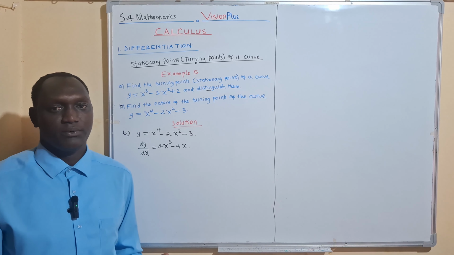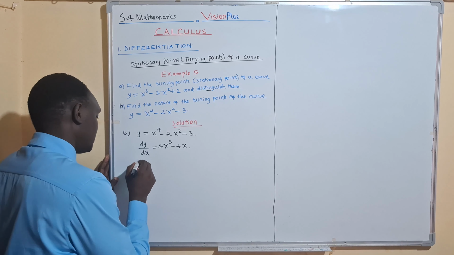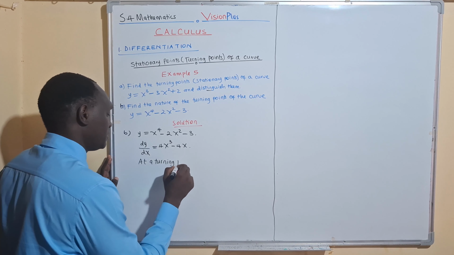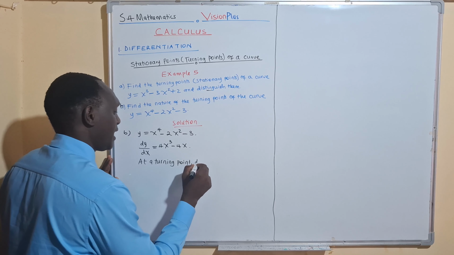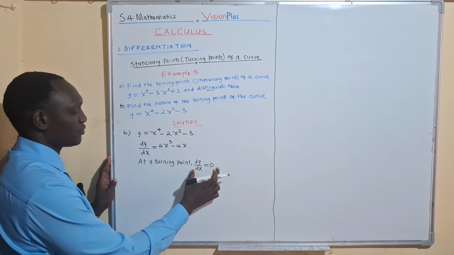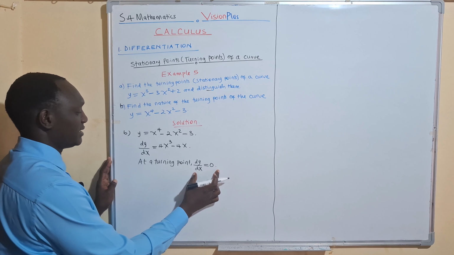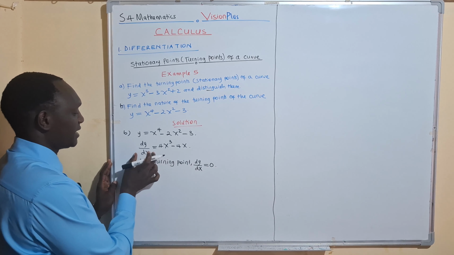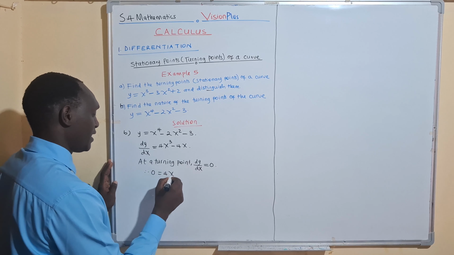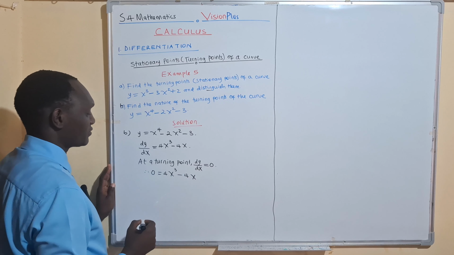But we are saying that at the turning point, the gradient is 0. In other words, dy/dx is 0. At any turning point, the gradient is 0, implying that dy/dx is 0. So we are going to use this concept to find the values of x for which the gradient is 0 at the turning point. So instead of dy/dx here, we put 0. Therefore, we shall have 0 equals 4x cubed minus 4x.